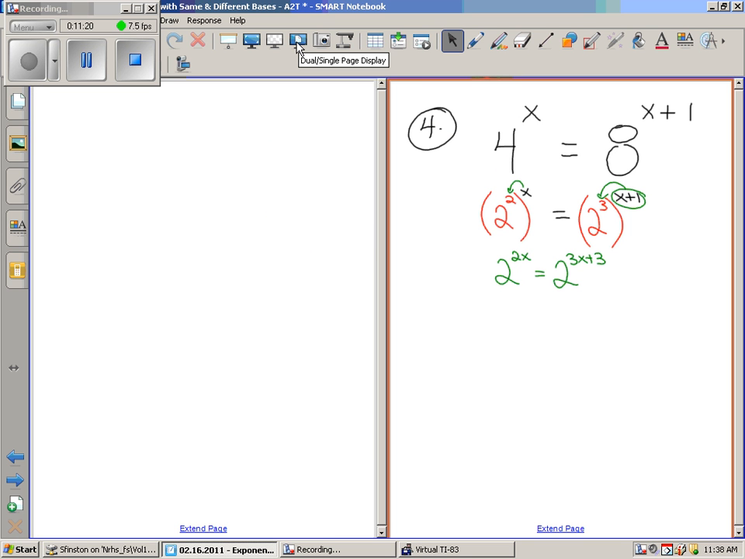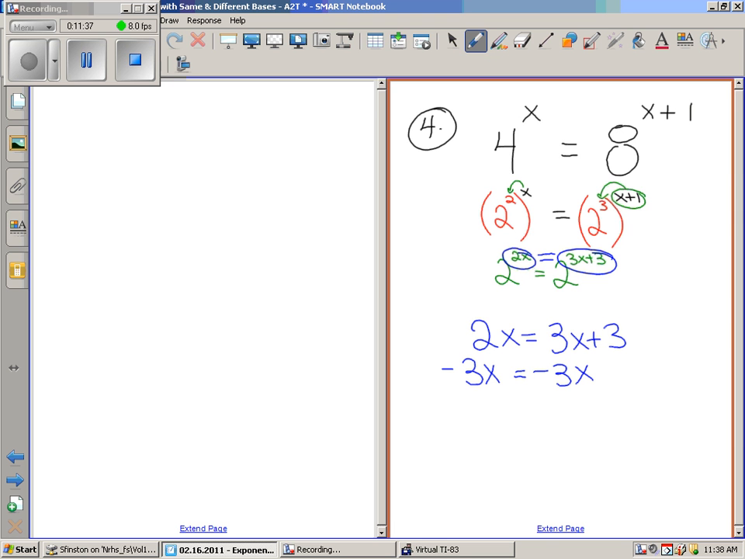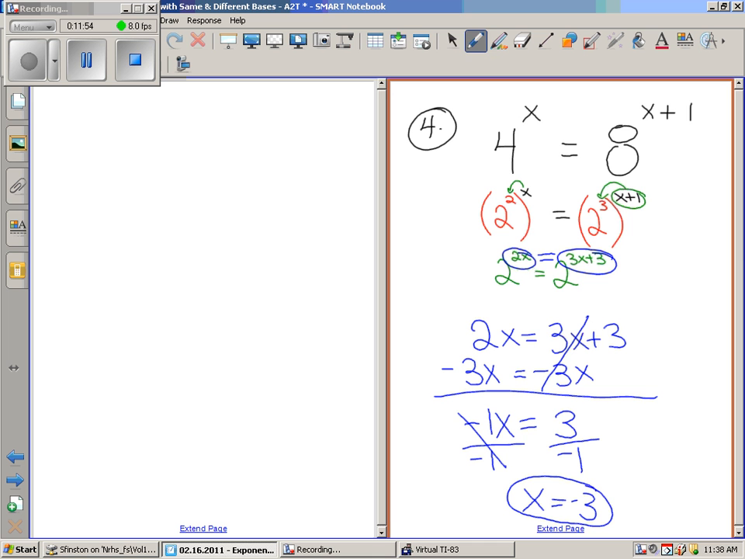Let's go big screen. This equals this. Yeah. 2x equals 3x plus 3. What's up? Nope. The 3 multiplies the x and the 3 multiplies the 1. They don't add. But good observation. I can make mistakes like that. X equals -3.